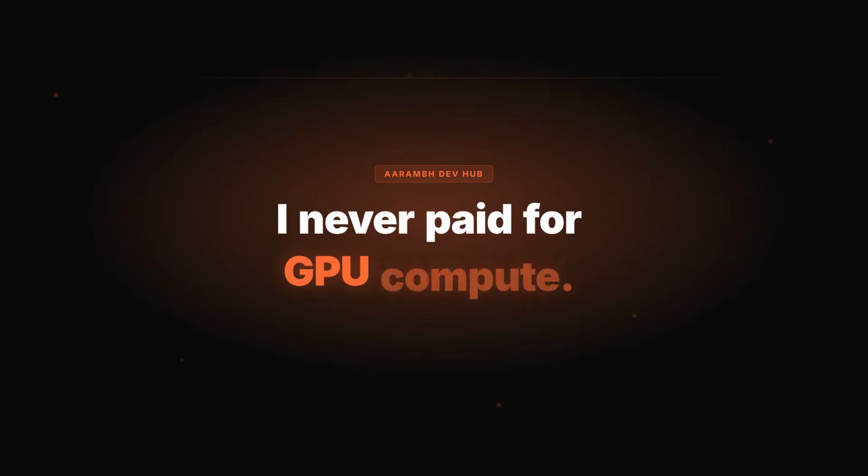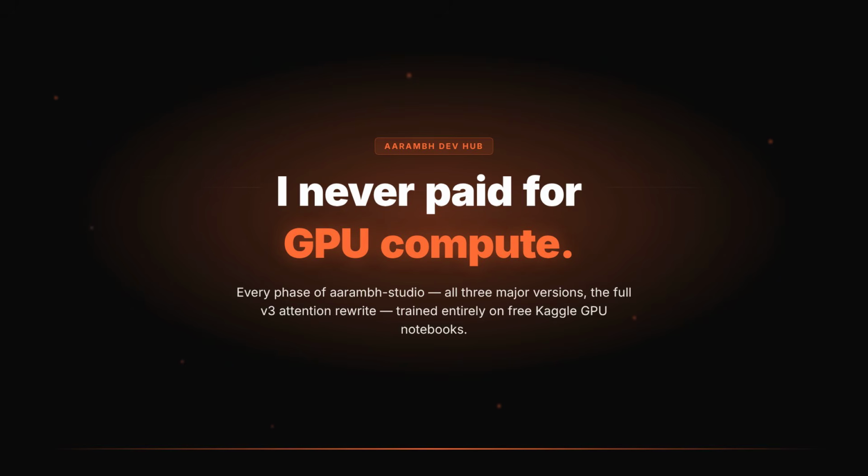Every serious take on training a language model assumes the same starting point: a GPU cluster, or at minimum, a rented A100 sitting somewhere in a data center on somebody's cloud bill. I never had that. Every phase of aarambh-studio across all three major versions, all the way through the version 3 attention rewrite, was trained entirely on free GPU notebooks on Kaggle.